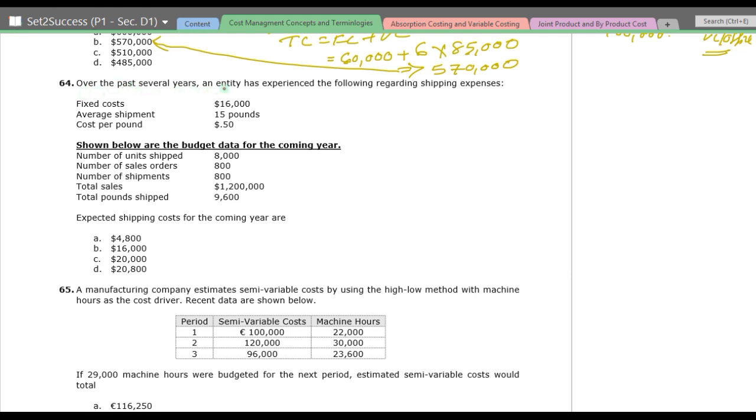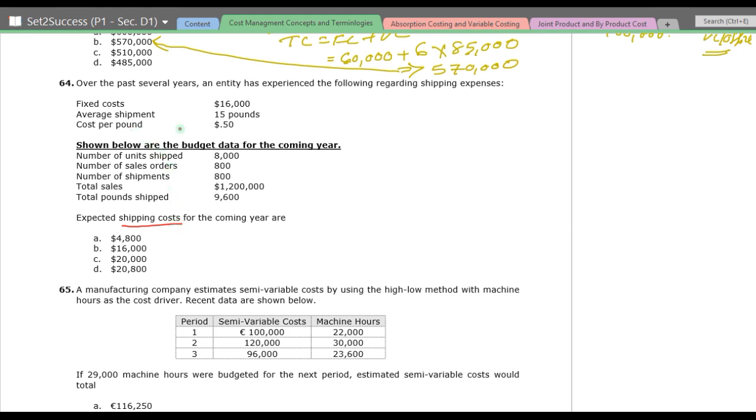Over the past several years, an entity has experienced the following regarding shipping expenses. So fixed cost is 16,000, average shipment is 15 pounds, cost per pound is 0.5. Shown below are the budgeted data for the coming year. So what they are asking for is expected shipping cost. So average shipment is 15 pounds and cost per pound is 0.5 and fixed cost. Though they are asking for shipping cost, shipping cost is driven by number of pounds.